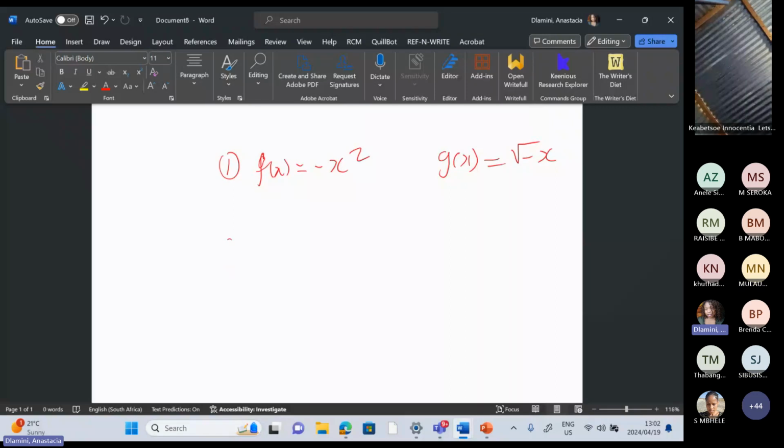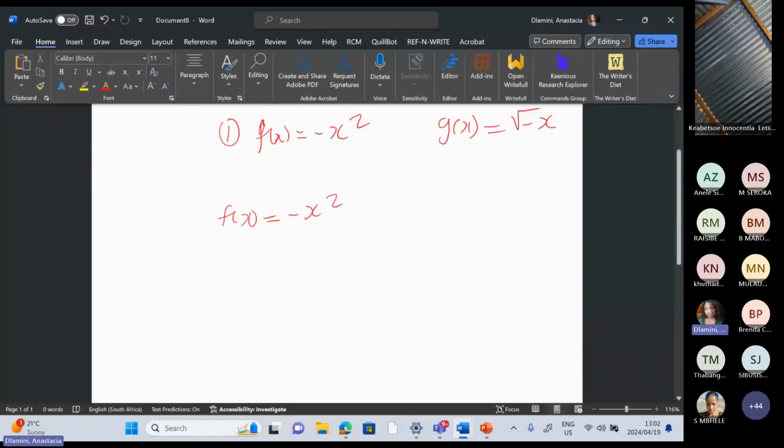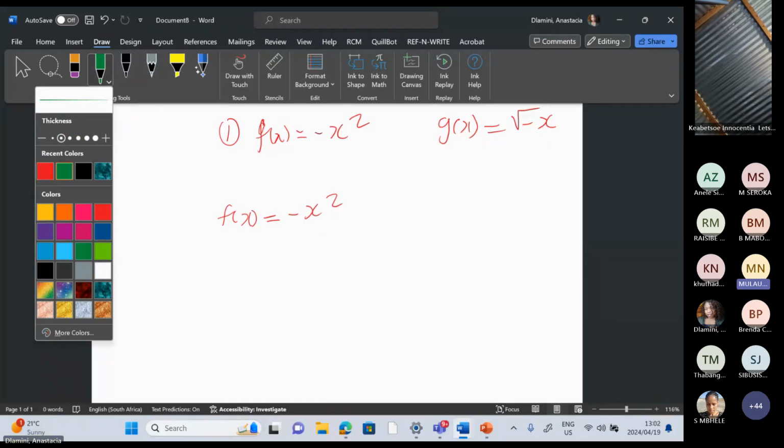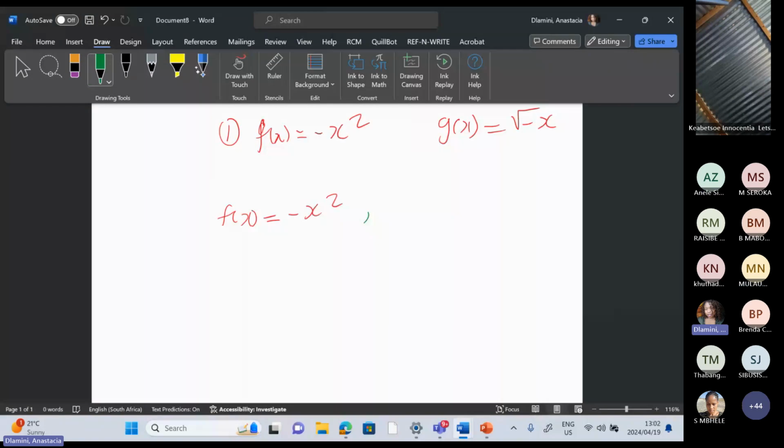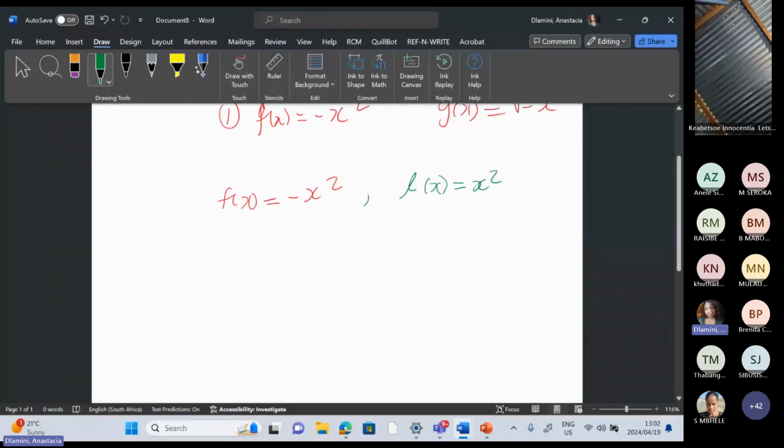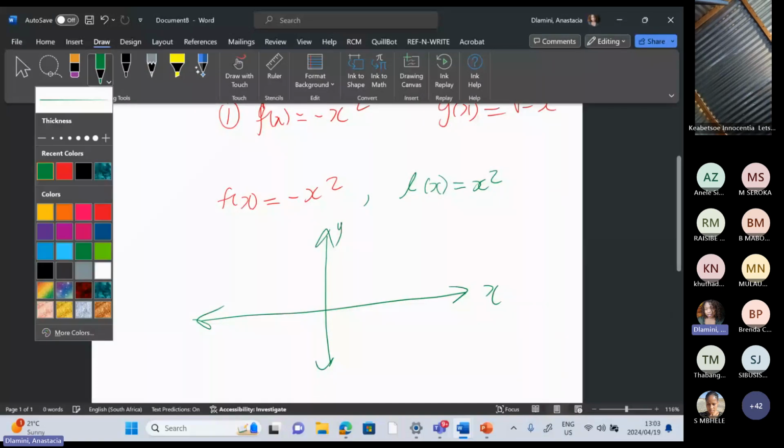Let's start with f of x. They want us to graph f of x, negative x squared. So what is the parent function of this? It's a parabola downwards. Let's not do that. Remember, I said a parabola that passes through 0. So yes, we start with x squared. Remember, we need to start with the parent function, isn't it? We start with the parent function because then it's the easiest one. So this is the parent function.